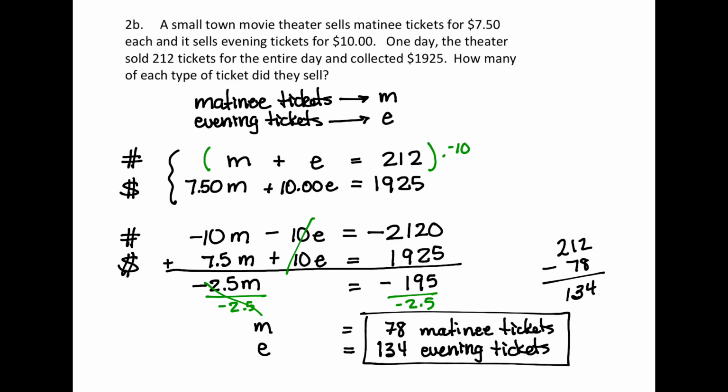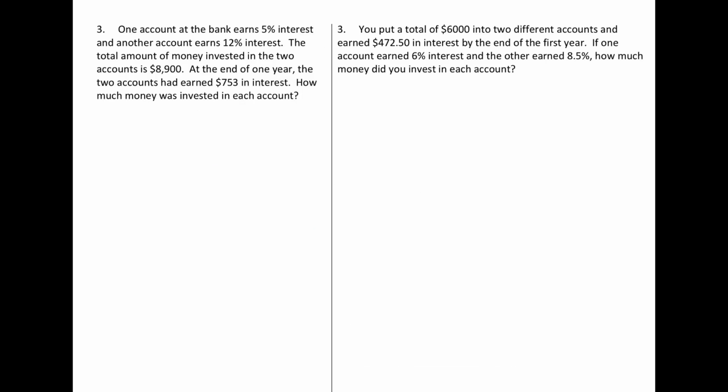Okay, hopefully you did okay on both of those. New type of problem. Still using money, so it's still in this section. We have a bank account at 5%, one at 12%. We put money into two accounts, split up, and earn interest from it. Same thing here. Money into both accounts, split up, and you earn interest on it. Here's your 2%.